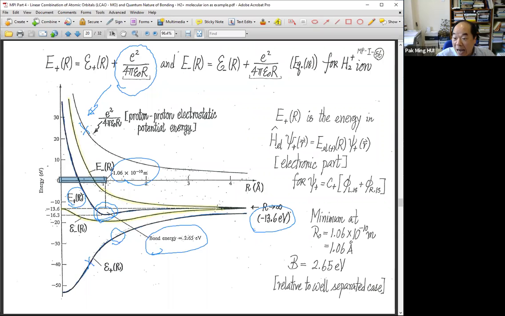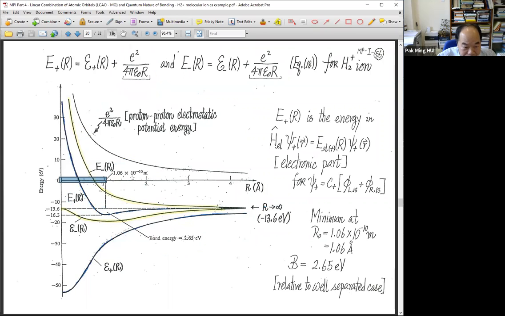If you do the -1, it will give the other curve. You do the -1, it will give you this curve, but that is not the whole story. There is a constant, you need to add up the repulsion, okay? At the end, you get this curve. For H2 plus, you don't see a minimum, okay?